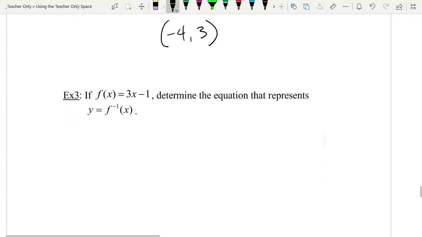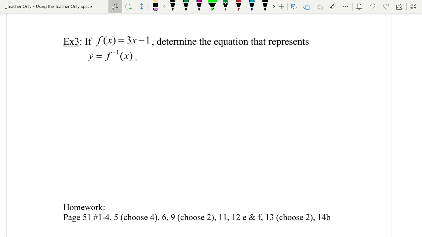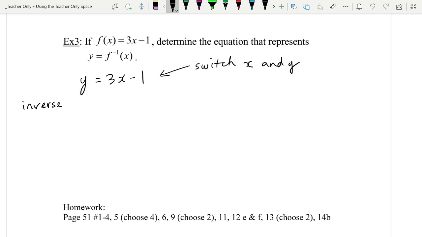All right. Example 3. Determine the equation that represents y equals f to the -1 of x. Okay, well, let's see. How are we going to figure this out? Well, remember that f of x is the same thing logically as saying y. The y values are the f of x values. So now, the next step I'm going to use is switch x and y. So to do the inverse, I would say that if y equals 3x minus 1, x must equal 3y minus 1. There, I just did the inverse of that equation.